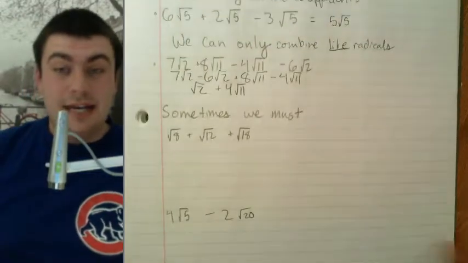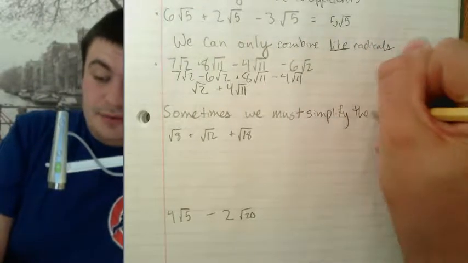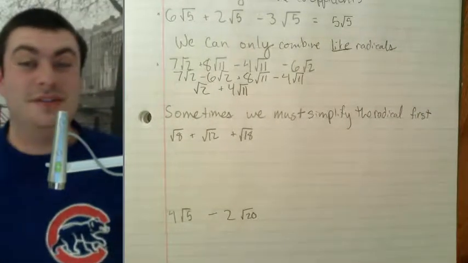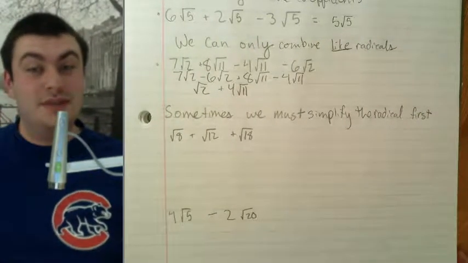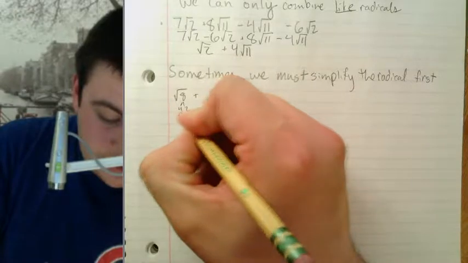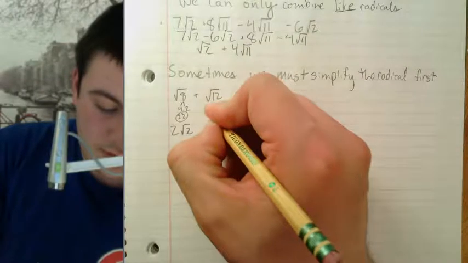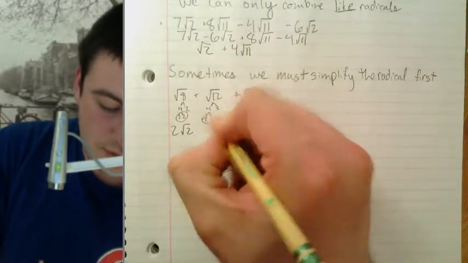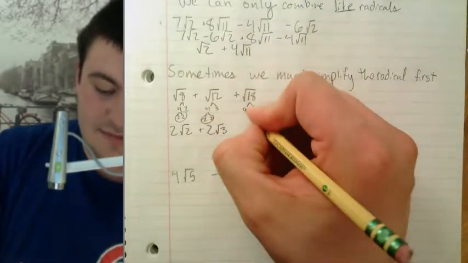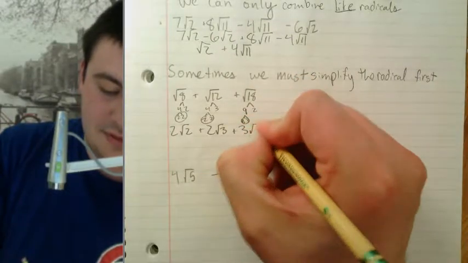Now, sometimes we must simplify the radical first. So for example, if we have the square root of 8 plus the square root of 12 plus the square root of 18, we see the square root of 8, that's 4 and 2, and 4 is 2 times 2, so we have a pair of 2's. So 2 times the square root of 2. 12, we have 4 and 3, we have a pair of 2's, plus 2 times the square root of 3. Let's see, 18, we have 9 and 2, and 9 is a pair of 3's. So we have plus 3 times the square root of 2.